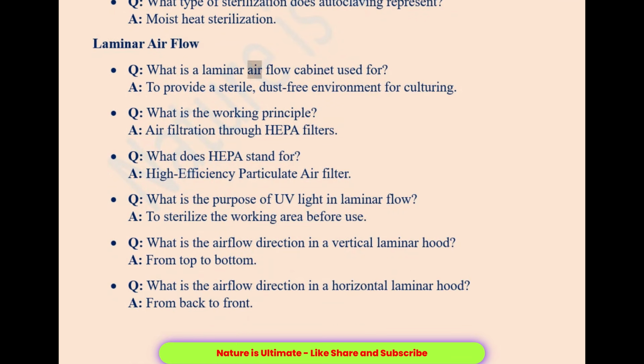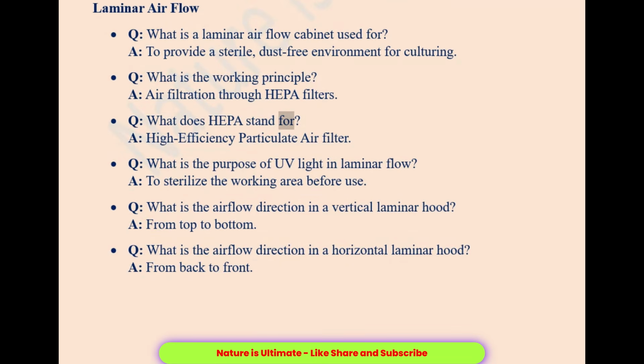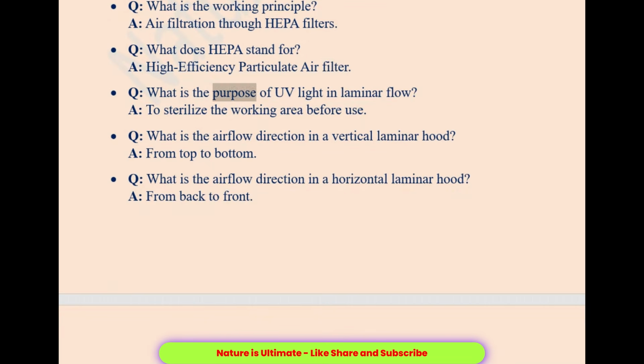Laminar airflow. Q. What is a laminar airflow cabinet used for? A. To provide a sterile, dust-free environment for culturing. Q. What is the working principle? A. Air filtration through HEPA filters. Q. What does HEPA stand for? A. High efficiency particulate air filter. Q. What is the purpose of UV light in laminar flow? A. To sterilize the working area before use.